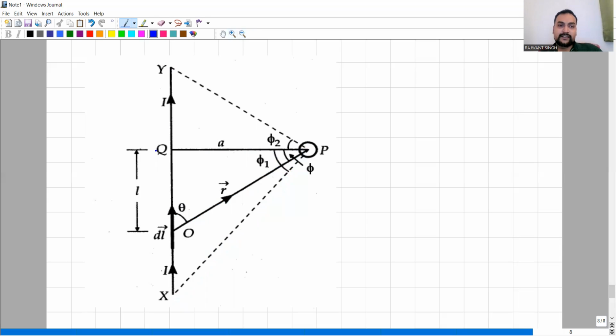Next, if I draw the perpendicular from P, then this point is Q, and from this point to this point here, the dl, this is the length L. So draw this diagram and write all the values: make this conductor with current I, the dl element, theta, phi, P, a, this length here, the r vector. Write all the values, then proceed ahead with this derivation.